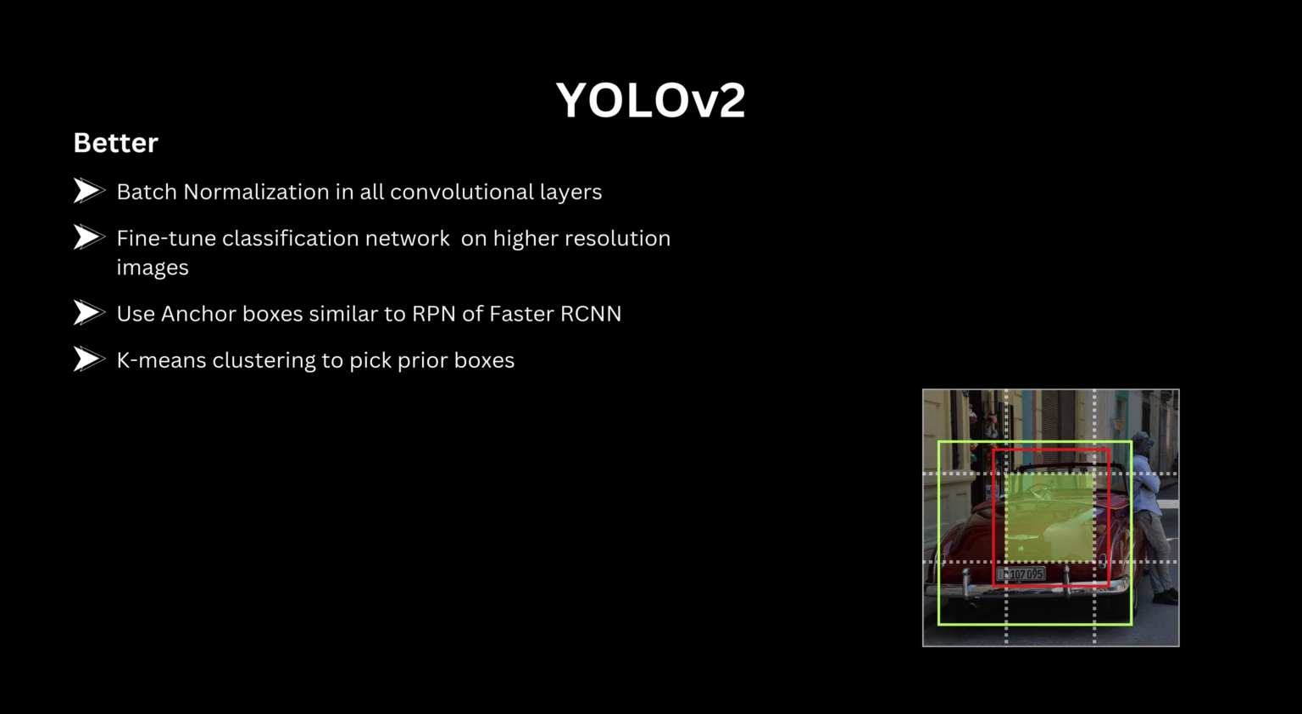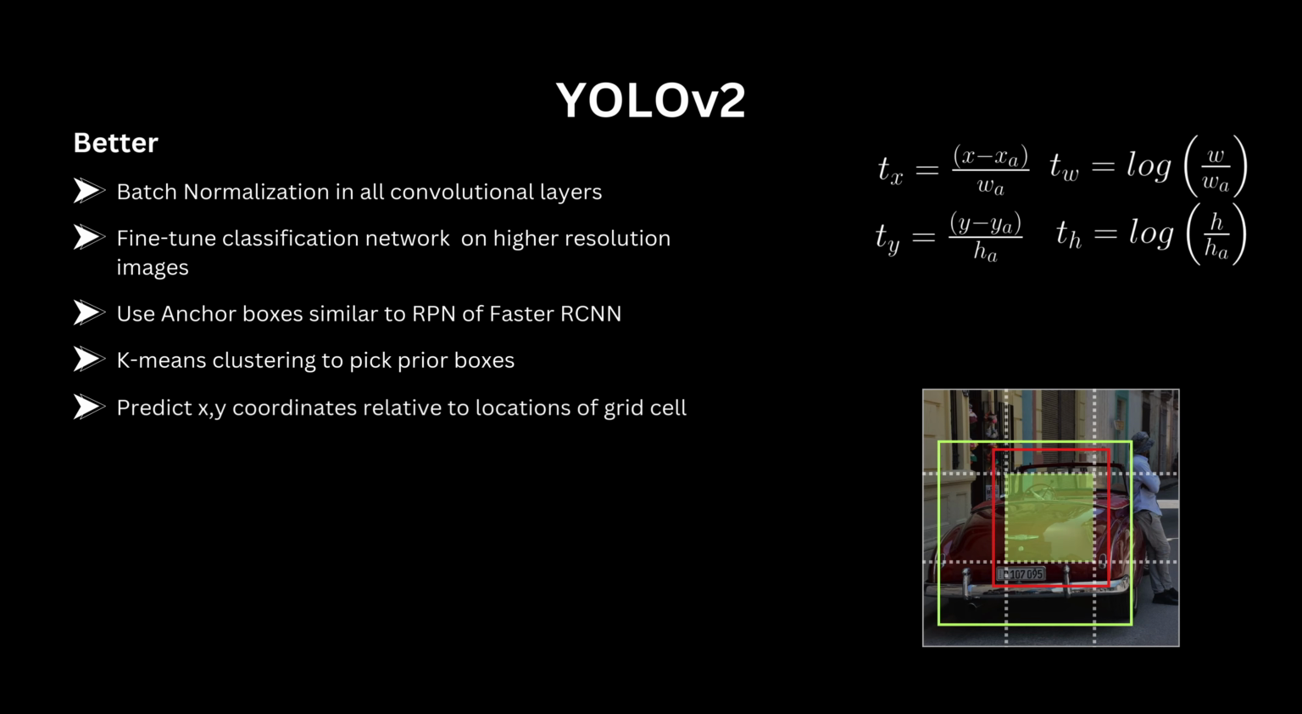There is one additional change as far as box predictions are concerned. In RCNN variants, we saw that the authors parameterize the transformation from anchor or prior box to ground truth box using 4 parameters: Tx, Ty, Tw, and Th. These were the exact definitions for the transformation parameters, where x, y, w, h are center coordinates and width and height of ground truth, and xa, ya, wa, and ha are values corresponding to anchor box.